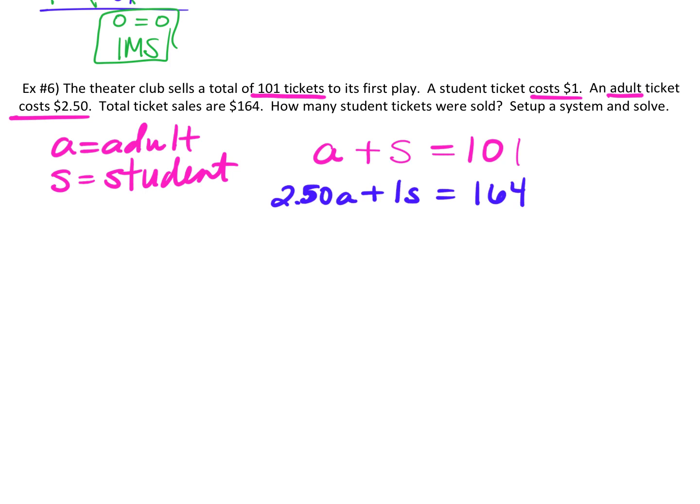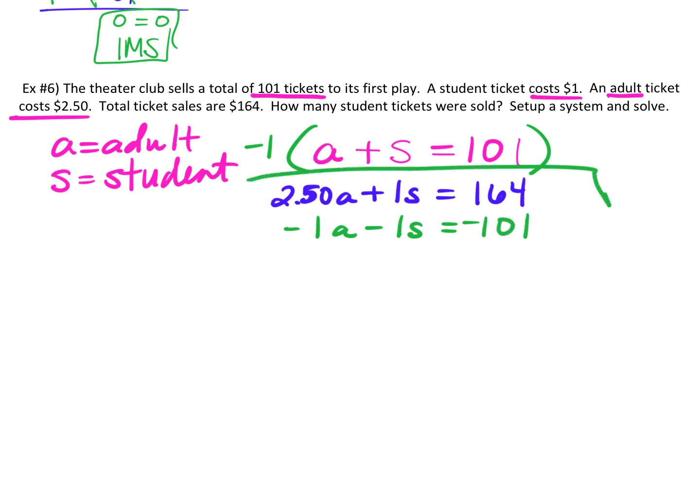Now, if we're going to do elimination, is it ready to go? Yes and no. If you were going to subtract them, sure, it's ready to go. We like to add them, right? So I'm going to add them together. So what are we going to multiply by? -1 would be a good option. So I'm going to multiply this one by -1. So it'll be -1A minus 1S equals -101.